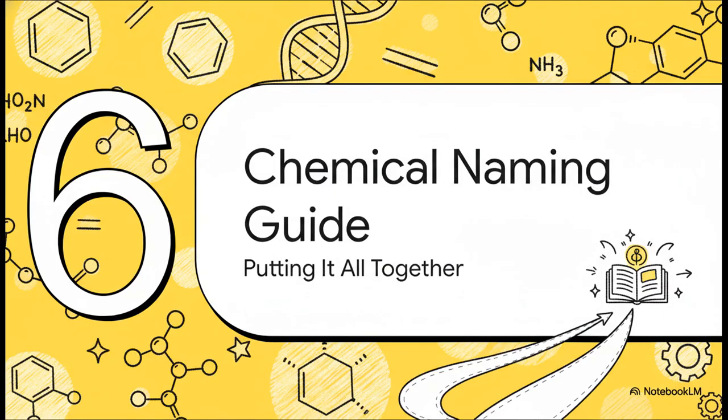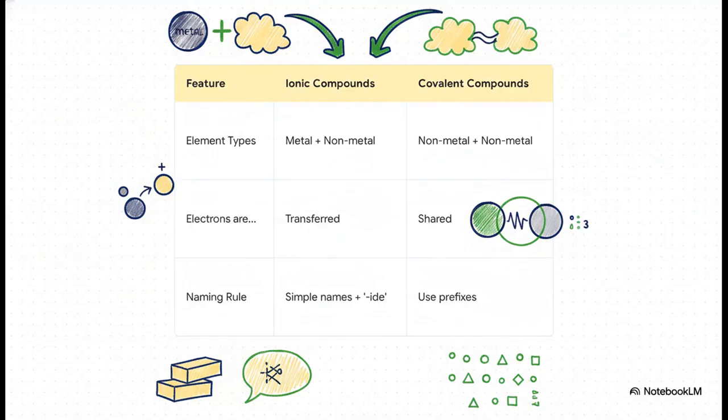Okay, so we've walked down both paths. Let's pull it all together into one final super simple guide. This table right here, this is everything. It puts the whole decision-making process in one place. It all starts with that one question: metal plus nonmetal or nonmetal plus nonmetal. Your answer tells you if electrons are transferred or shared, and that tells you which naming rule to use. Simple names with ide endings for ionic or prefixes for covalent. See? It's not random at all.